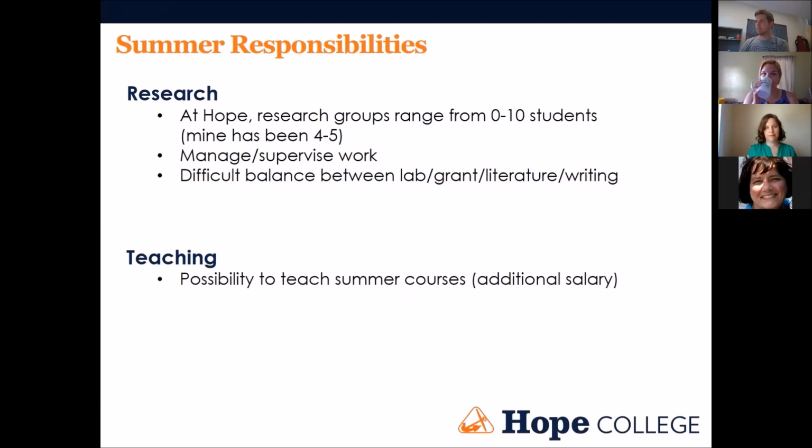During the summer, I don't have any teaching responsibilities, although you can teach summer courses for additional pay. Our research groups at Hope typically range from 0 students to as many as 10. Mine has been 4 or 5, and that's fairly common for new faculty. New faculty are expected to have a research group. So 0 probably is not going to be a fast track to tenure. But there are some tenured profs that don't have any, although at Hope it's quite few.